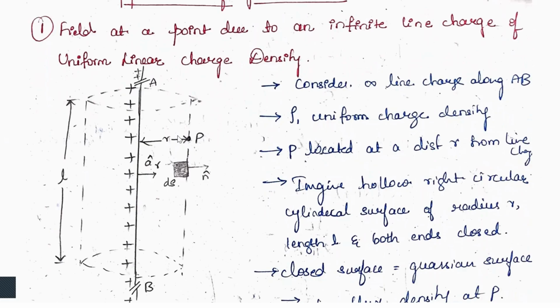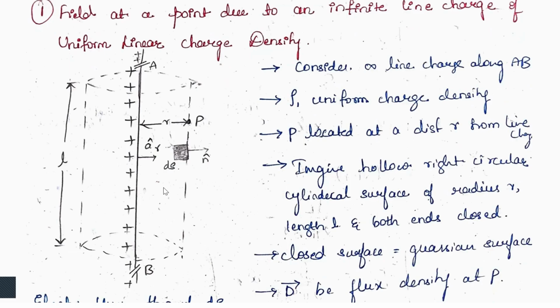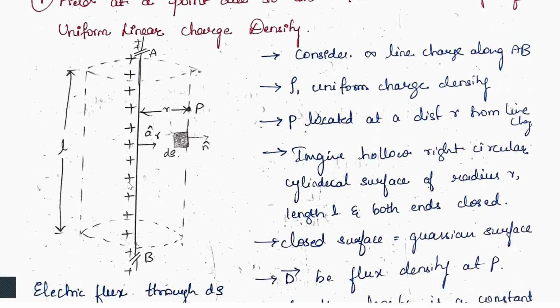Let P be a point located at a distance of r from the line charge. Then imagine a hollow cylinder around it with a cylindrical surface of radius r and a length of L, and both the ends are closed. Now, what is this closed surface? We have learned it is a Gaussian surface.